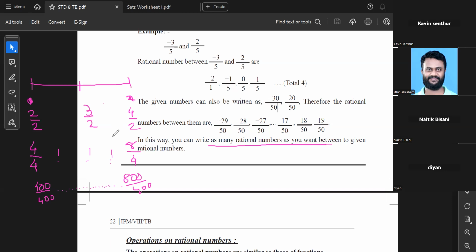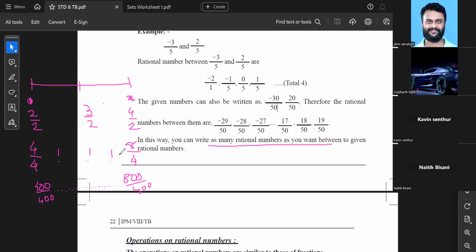Okay? Yes, sir. Here, 4 minus 2, minus 1. 4 minus 2 is 2, 2 minus 1 is 1. So you have one rational number. Here, 8 minus 4 is 4, 4 minus 1 is 3. You have 3 rational numbers. Here, 800 minus 400 is 400, 400 minus 1 is 399. You'll have 399 rational numbers.